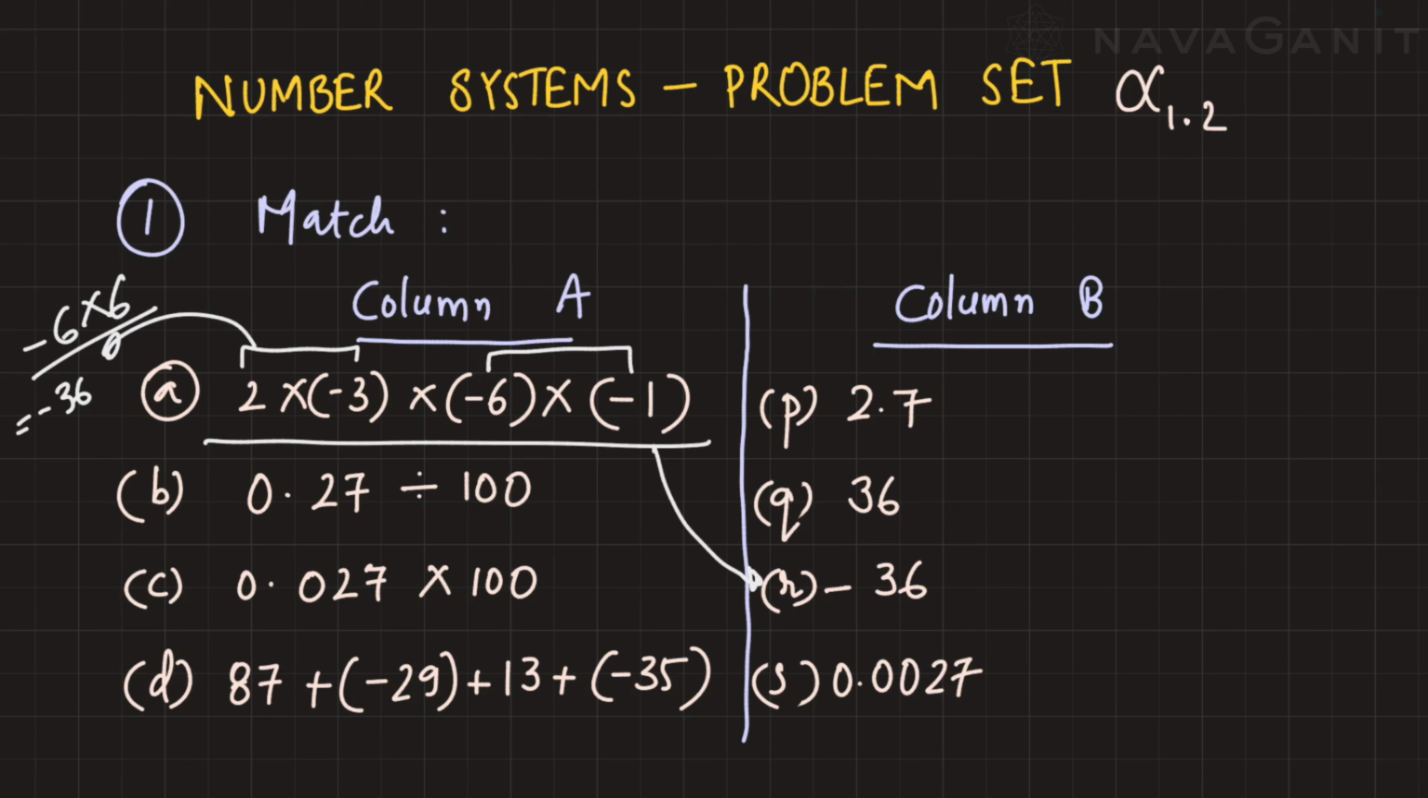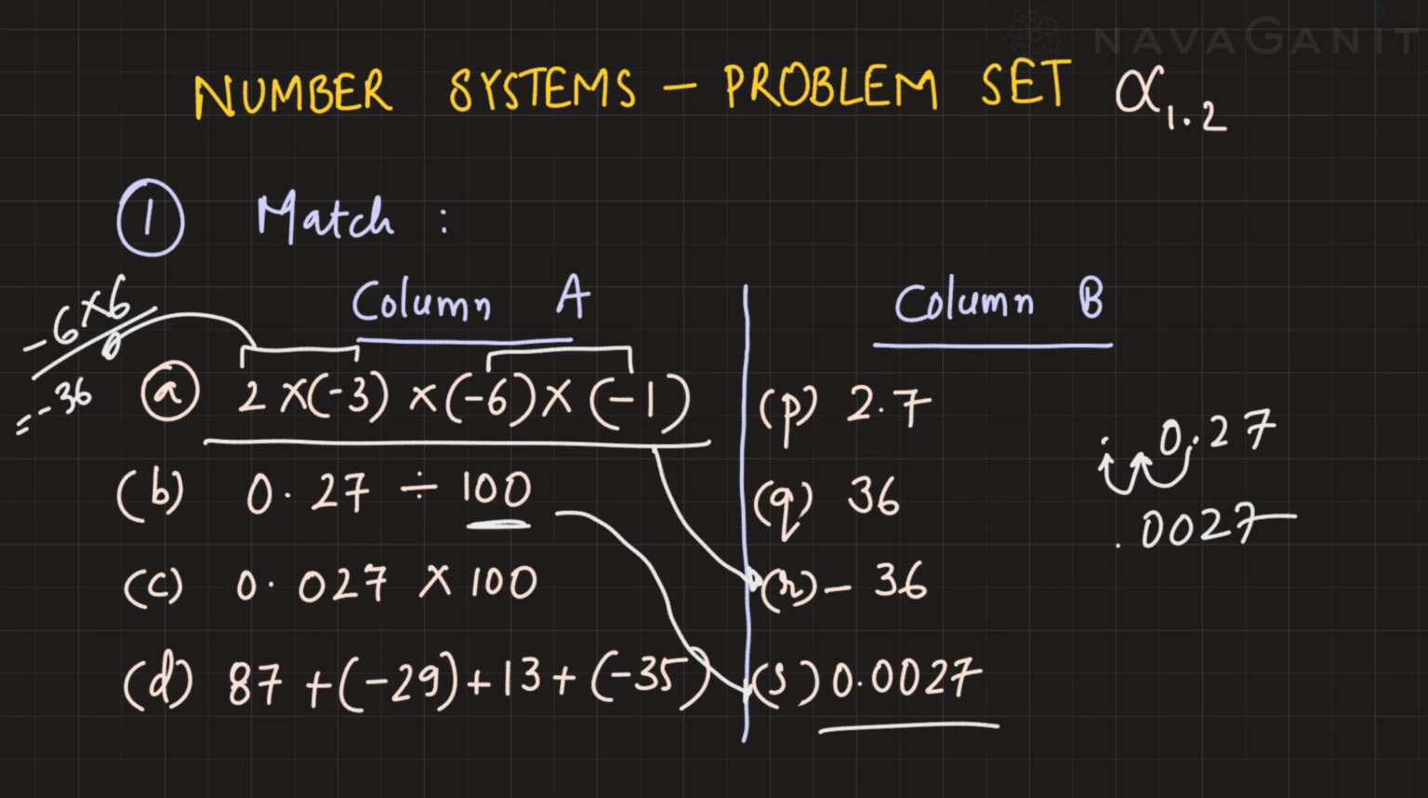Next, 0.27 divided by 100. So what do we do? We shift the decimal place 2 places to the left because we are dividing by 100. So the decimal point comes here. So this is 0.0027. So B can be mapped to S.